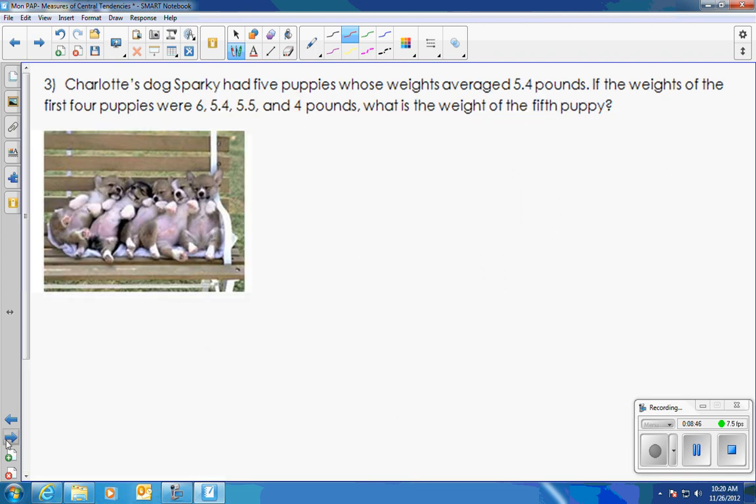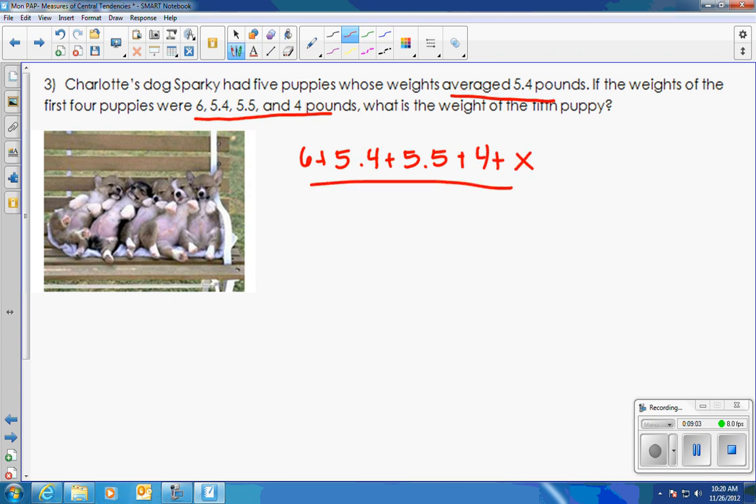Charlotte's dog Sparky had 5 puppies whose weights averaged 5.4 pounds. These are the weights of the first 4 puppies. We need to find the weight of the 5th puppy. So this is my equation. I'm going to add all these values up plus the weight of the last puppy. And I'm going to divide that by 5 because there's 5 puppies. And that should equal 5.4. So 5.4 times 5 is 27. So they should weigh 27 in all.